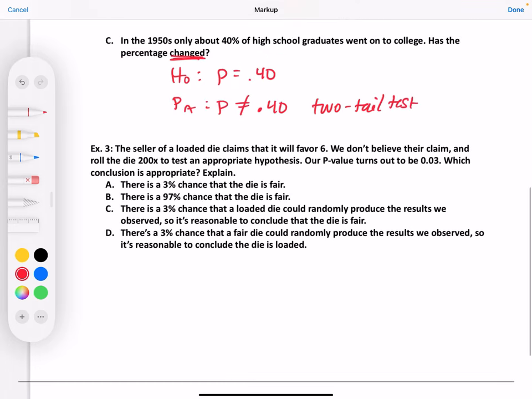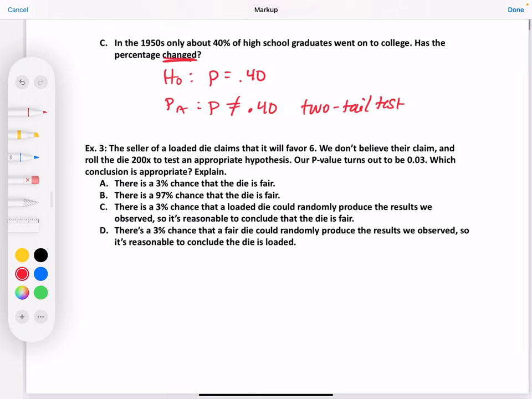All right, so this next one's kind of a multiple choice question. The seller of a loaded die claims that it will favor 6. We don't believe their claim and roll the die 200 times to test an appropriate hypothesis. Our p-value turns out to be 0.03. Which conclusion is appropriate, and explain?